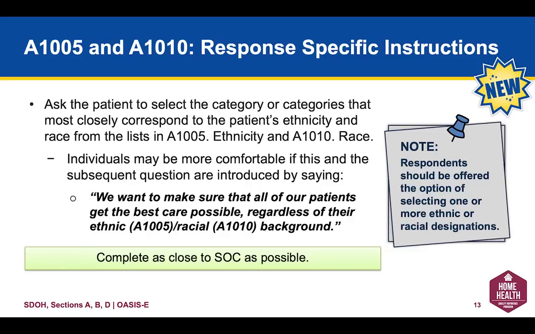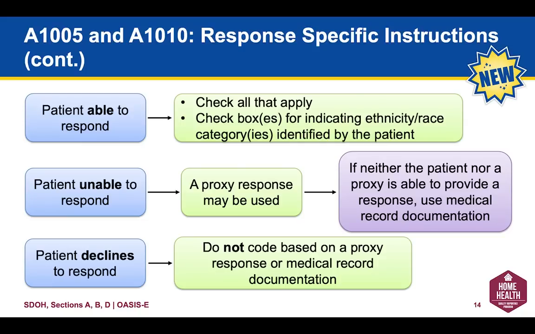These data elements should be completed as close to the start of care or SOC as possible. Of note, if the patient is able to provide a response, the assessor will check the box or boxes indicating the ethnic or racial category or categories that were identified by the patient. If the patient is unable to respond, a proxy may respond for the patient. If neither the patient nor a proxy is able to provide a response for these data elements, you may use medical record documentation. The only time you cannot use a proxy response or medical record documentation to respond to these data elements is if the patient declines to respond.